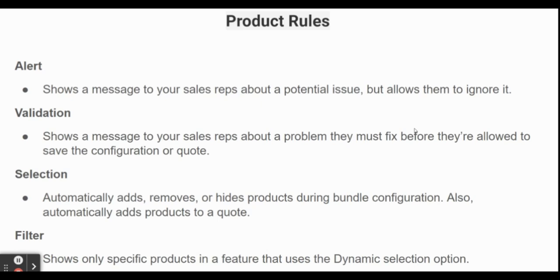So in this example, what we're going to do is automatically add a processing fee whenever our premium bundle is selected and added to a quote. The reason why this might be useful is, let's say you don't want the sales reps to be boggled down with, oh, what fee should I add when I'm selecting things. I just want it to automatically appear on the quote.